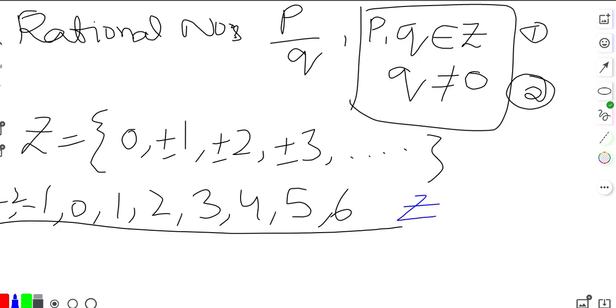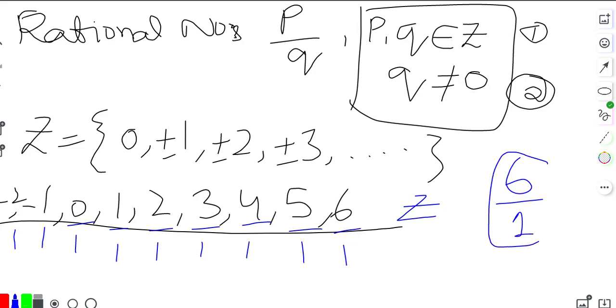If I mention here 1 over 1, because we can also write a denominator if 1 is not mentioned. If here is the number 6, I can also write 1 as its denominator. So integers will be converted into which kind of number? A rational number. So that means we can convert the set of integers into rational numbers.